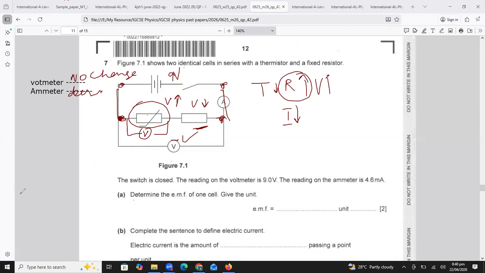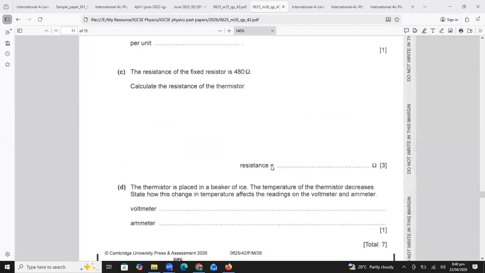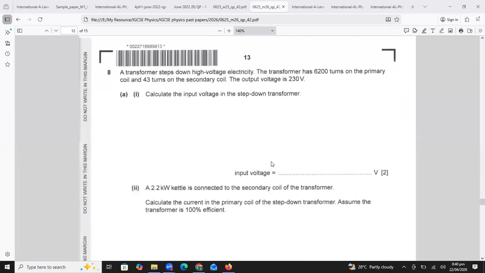All right. Now I'm going towards the next question. We have completed this question of electricity, beta. Now I'm moving towards the next question, which is related to electromagnetic induction. Transformer. Transformer is also a very interesting topic.